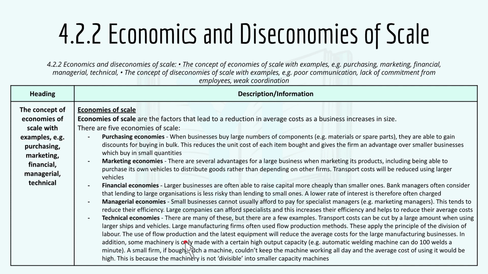In addition, some machinery is only made with a certain high output capacity. For example, an automatic welding machine can do 100 welds a minute. A small firm, if it bought such a machine, couldn't keep the machine working all day, and the average cost of using it would be high. This is because the machinery is not divisible into smaller capacity machines.